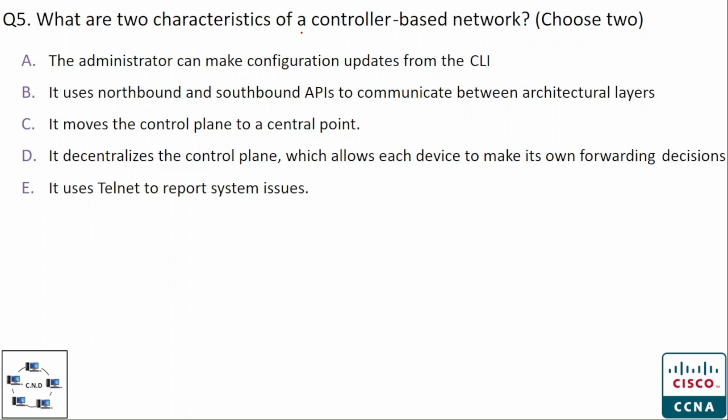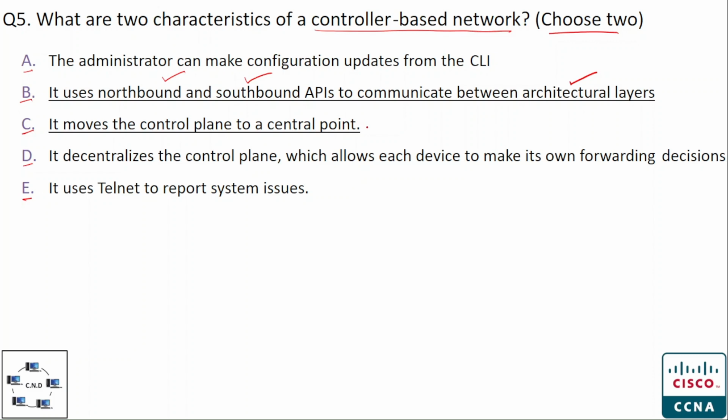Question number five, what are two characteristics of a controller-based network? So again, we are talking about software-defined networking, and we have to choose two characteristics of the SDN. The options are option A, the administrator can make configuration updates from the CLI. Option B, it uses northbound and southbound APIs to communicate between architectural layers. Option C, it moves the control plane to a central point. Option D, it decentralizes the control plane, which allows each device to make its own forwarding decision. And option E, it uses telnet to report system issues. And the correct options are that the controller-based network or SDN uses northbound and southbound APIs to communicate between architectural layers, and it moves the control plane to a central point.